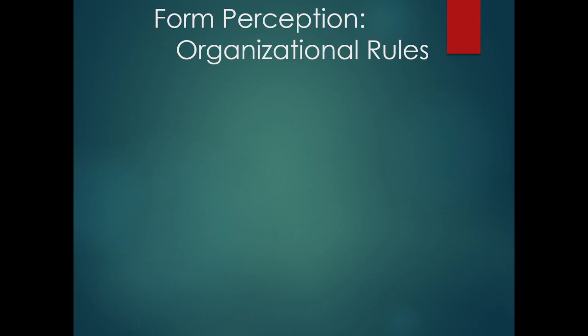Form perception. There are some very specific organizational rules for how we make sense of forms, how we decide what makes up an object, one intact object. These are called grouping principles.